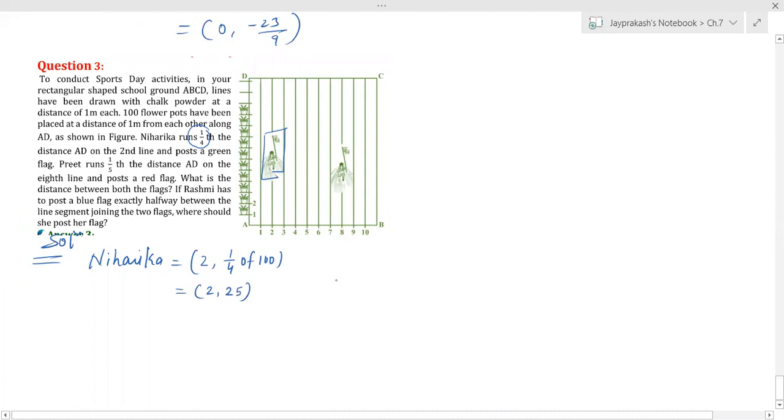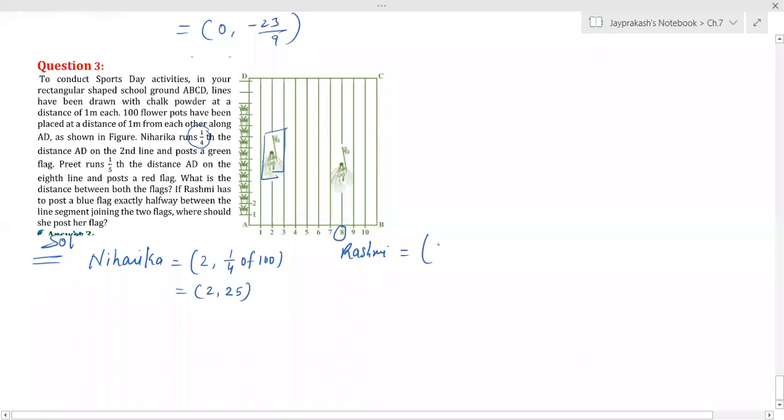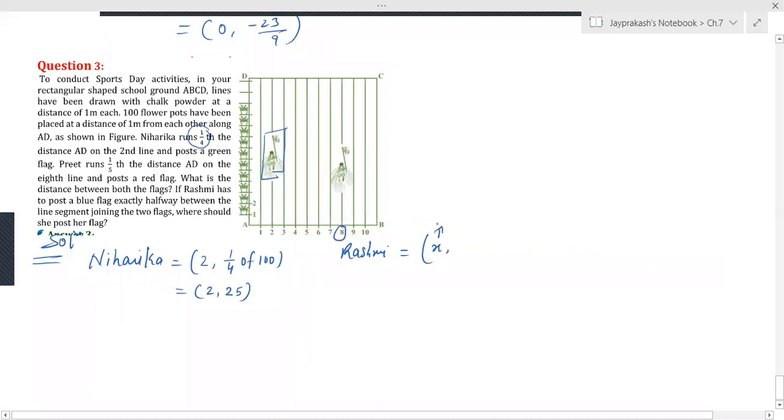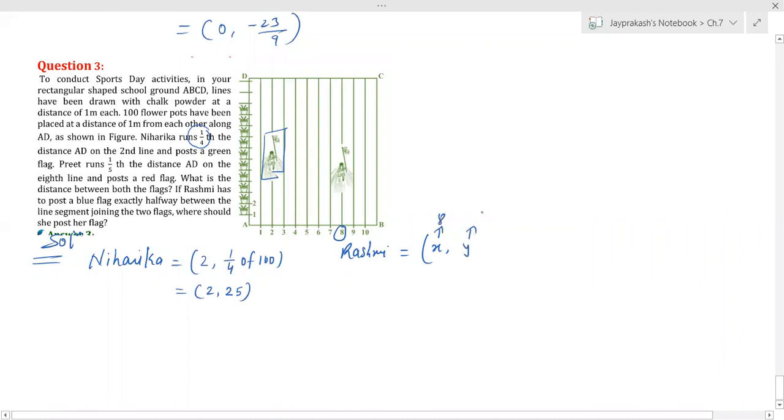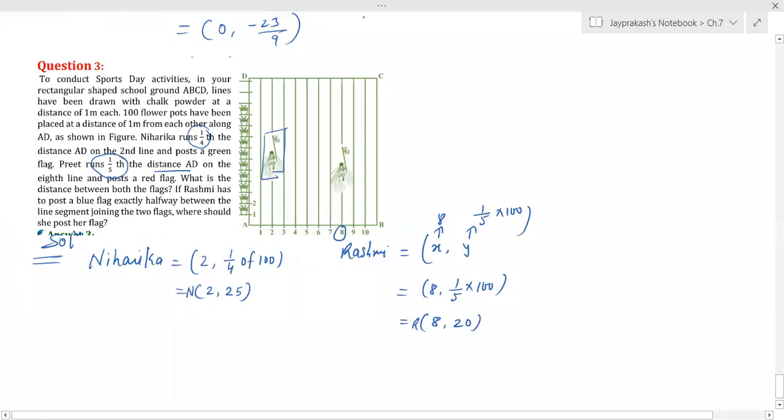and the position of second यानी Rasmi on 8th line. So x coordinate will be 8 and the y coordinate will be 1/5, 1/5 of the total distance. So that means 100 flower. So it will be 8 comma 20. Rasmi R, Niharika N.